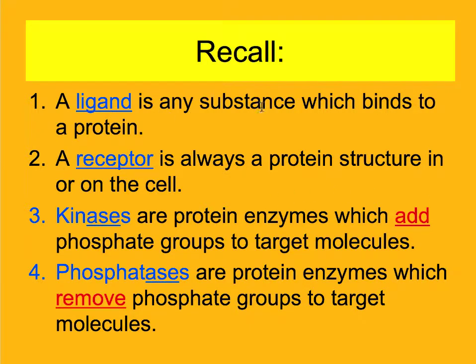A ligand is any substance which binds to proteins, and that's important to understand. So some of these signal molecules will be ligands. A receptor is always a protein structure present either on the surface of the cell or within the cell to which its ligand will bind. Kinases are protein enzymes which add phosphate groups to their target molecules. And phosphatases do the opposite. These are protein enzymes which remove phosphate groups from those same target molecules.